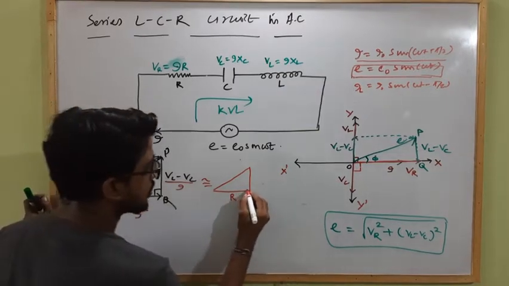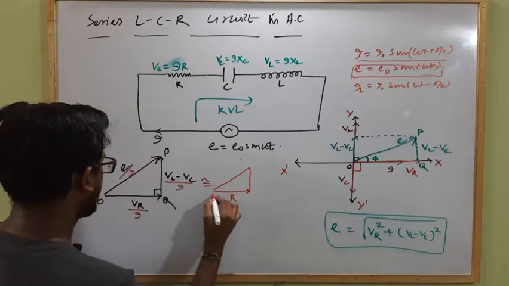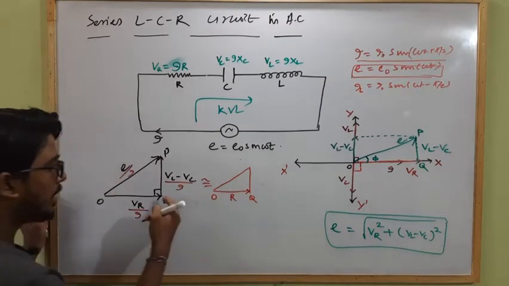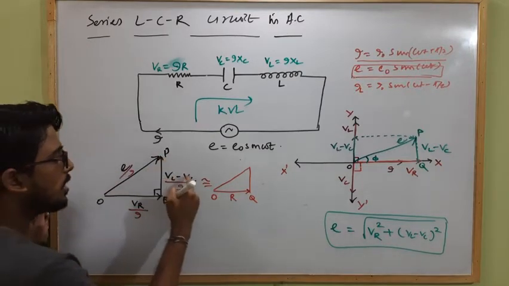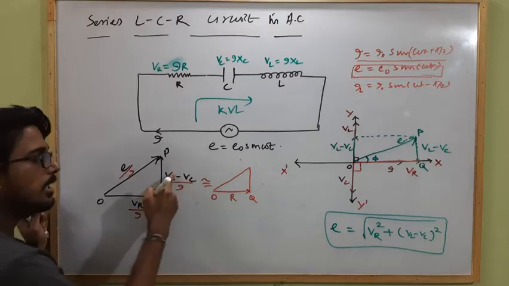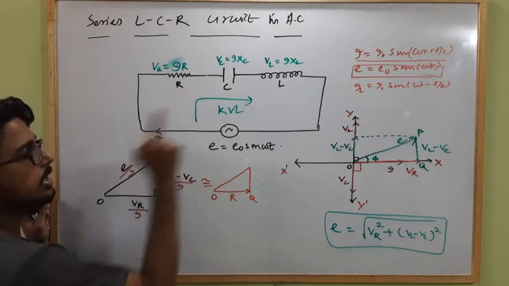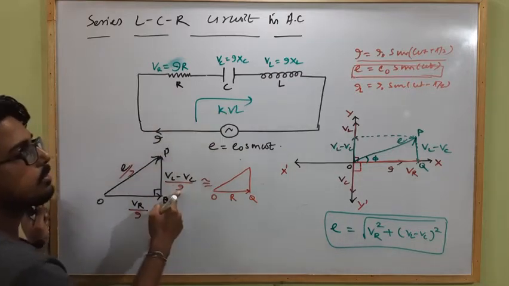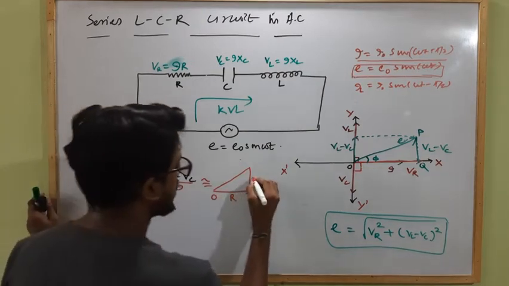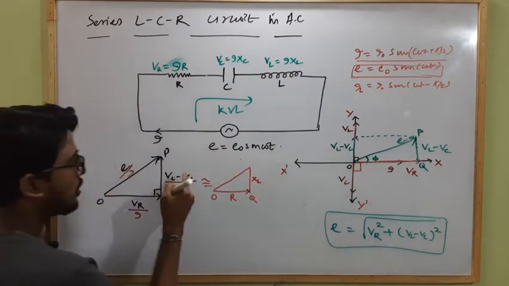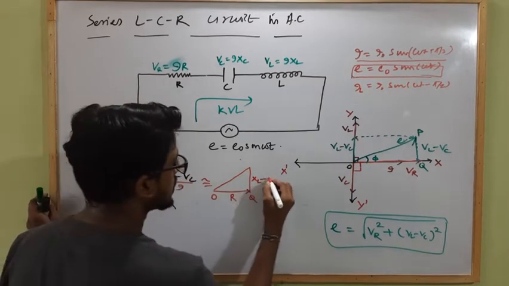So VR by I will be how much? The resistance of the resistor, which is along, let it be OQ. Again along QP, this is VL minus VC by I. Then VL is the potential difference across the inductor, by I is the current flowing through it. So it will be how much? XL minus VC by I will be XC.